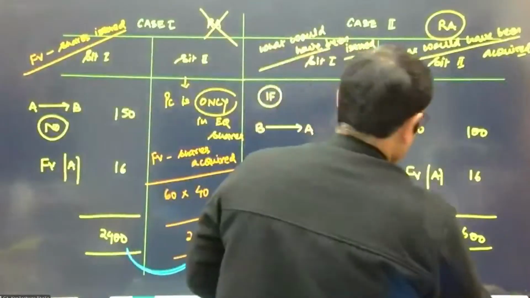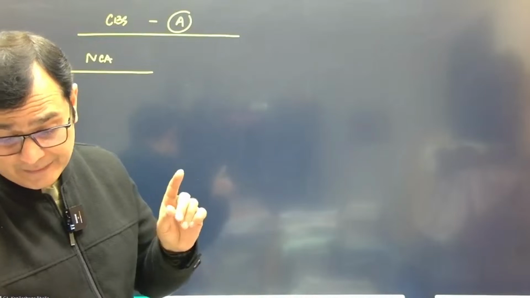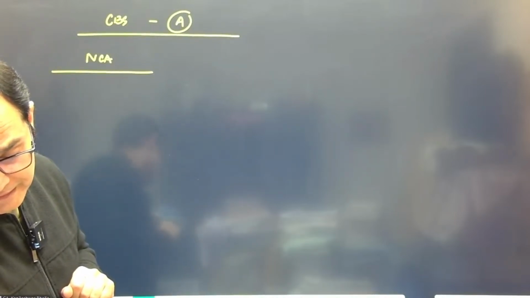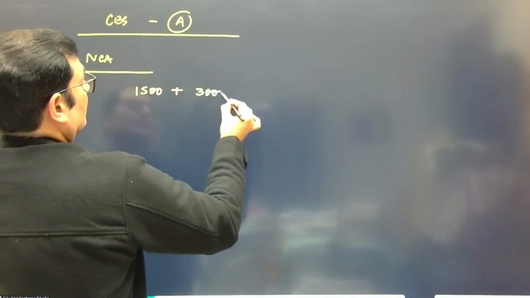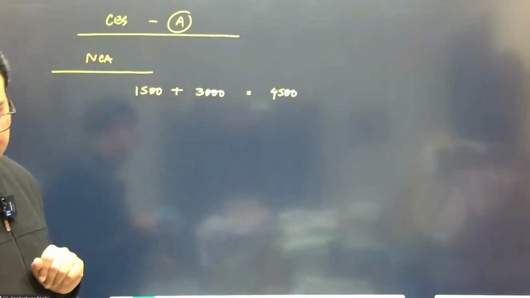So let's go back to the consolidated balance sheet. I'm starting with, first of all, the non-current assets. On the non-current assets, you take the fair value of A. What was the fair value of A? The fair value of A was, I think, 1500. And you take the book value of B. The book value of B, I guess, is 3000. So this works out at 4500 for the non-current assets.